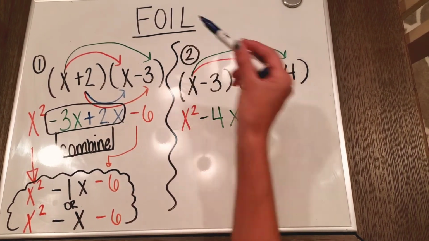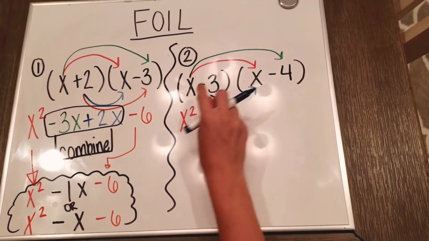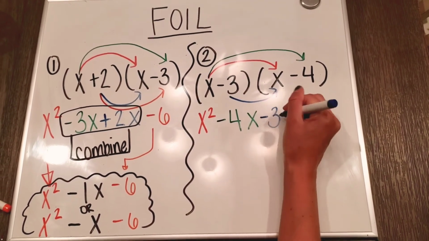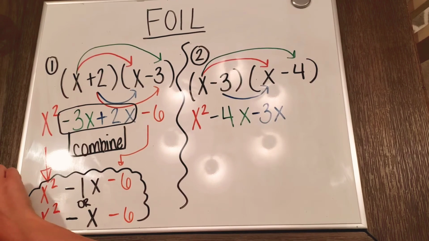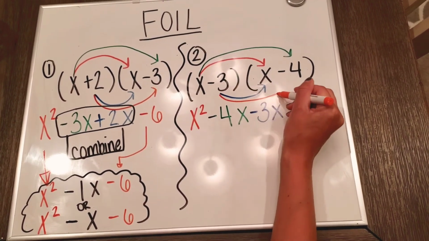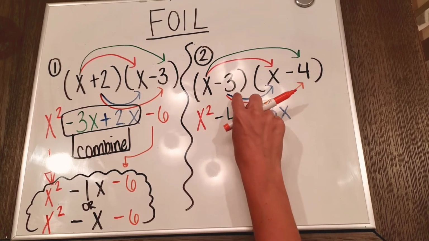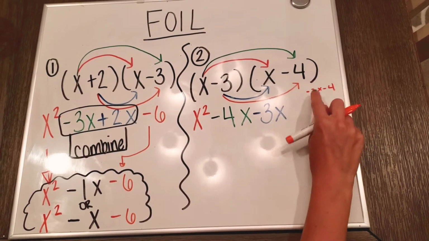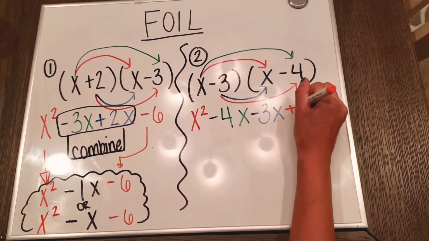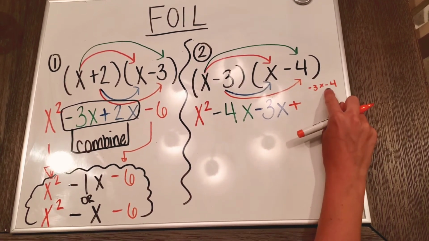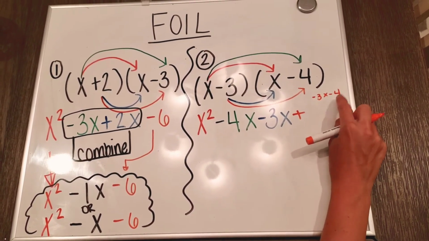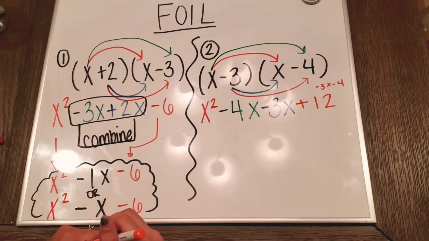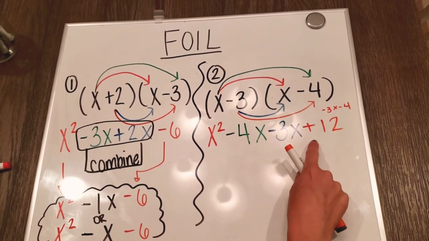Then I have to go to inner. Negative 3 times x is negative 3x. And then last, the negative 3 has to go to the negative 4. Negative 3 times negative 4. I'm just going to write that right here. Two negatives are going to give me a positive. Negative times a negative is a positive. 3 times 4 is 12. Okay, so just like a little side note there, you might want to write that, just to remind yourself that's going to give you a plus sign.